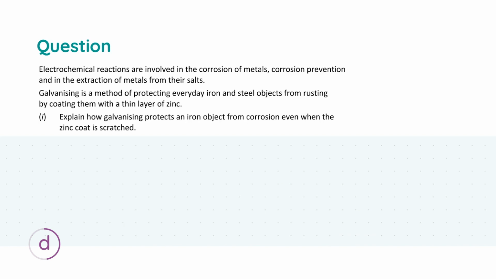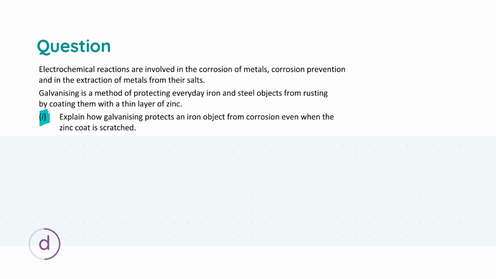Part B now is going to be another part of the optional section of the course, and in this case we're going to be looking at electrochemicals and that type of stuff. We're going to be given this paragraph that we're going to read through, and then we're going to be moving on to part I. What we're being told here is that electrochemical reactions are involved in the corrosion of metals, in corrosion prevention, and in the extraction of metals from their salts.